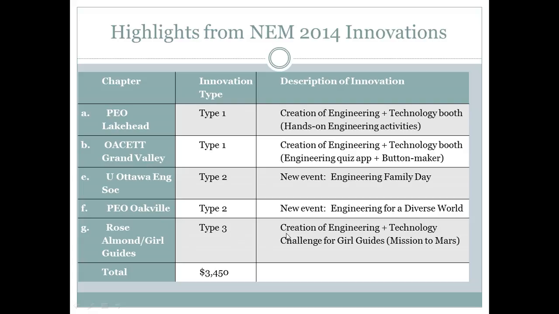And then the third type of innovation was actually creating a new challenge, a recipe for how to create a workshop. And what Rose Almond actually did in partnership with Girl Guides, she's an engineer and also a Brown Owl who works with Brownies herself, she created this challenge. She designed the lesson. She wrote up the script. She wrote up the supplies list. She uploaded it all.